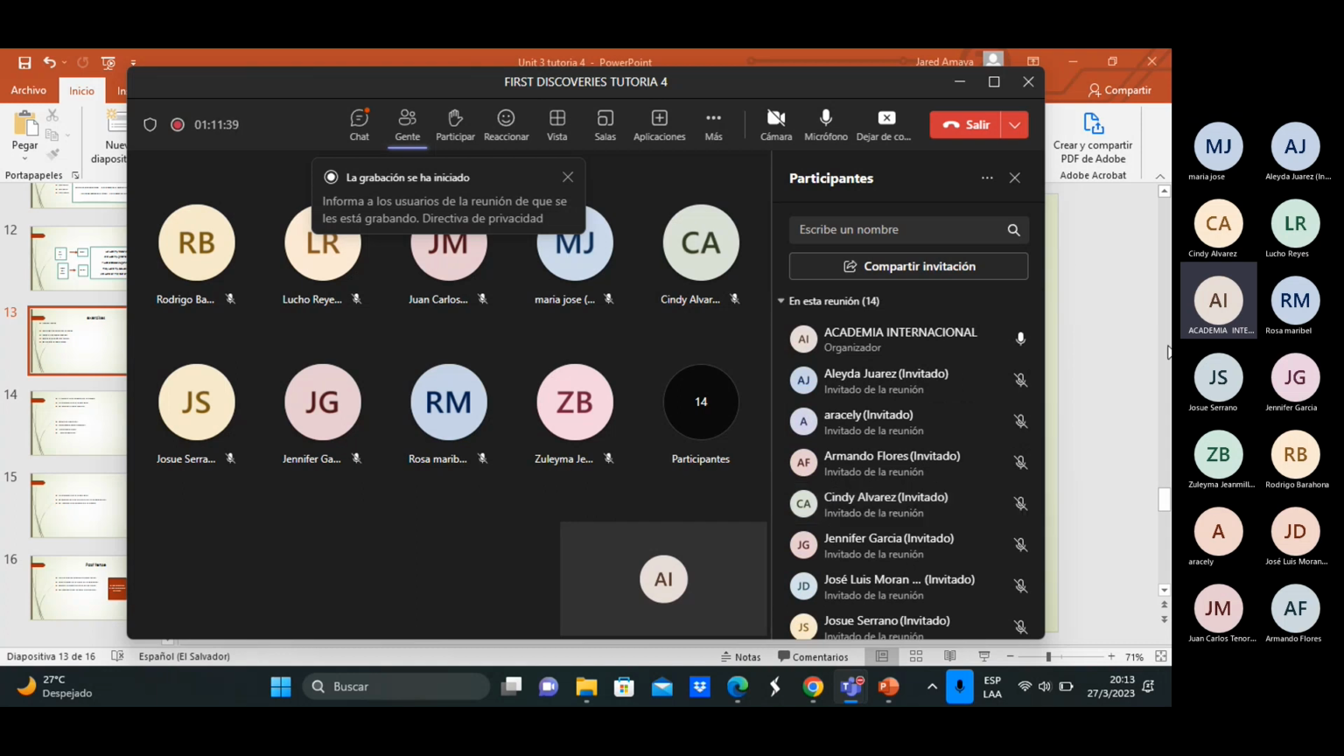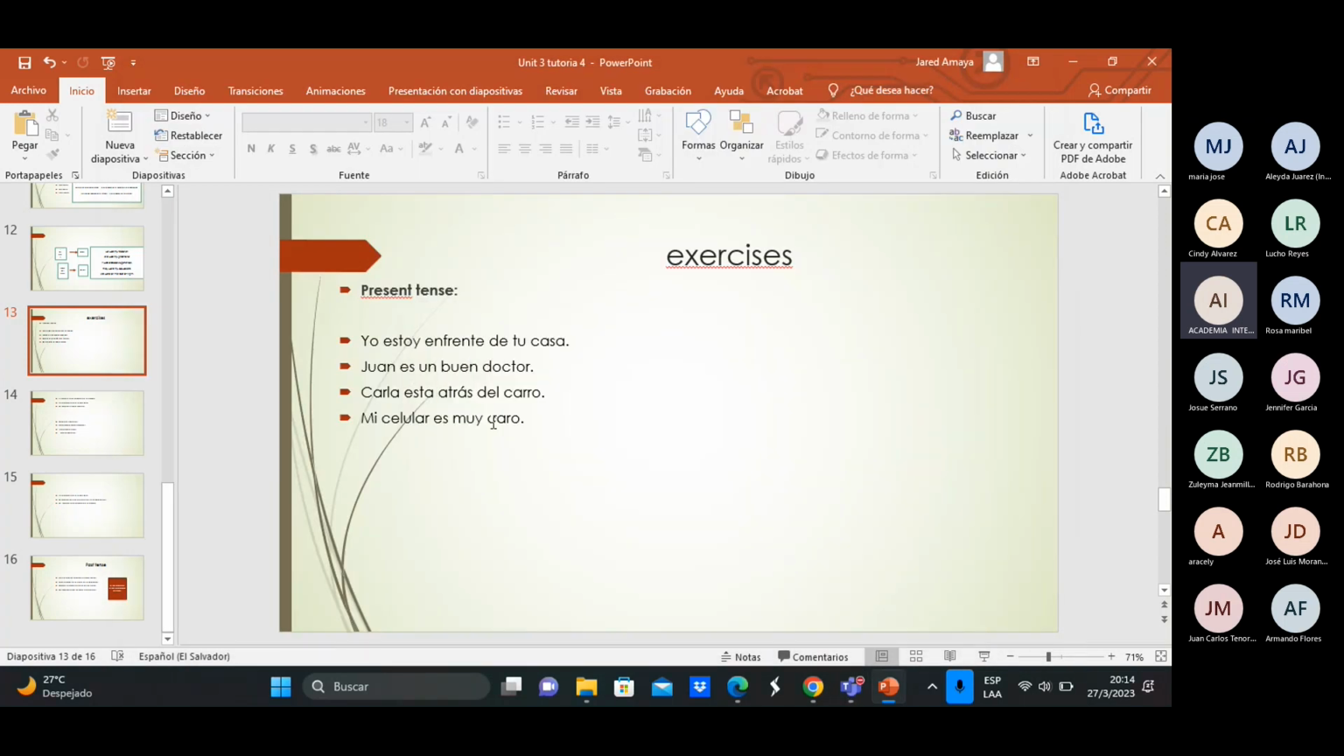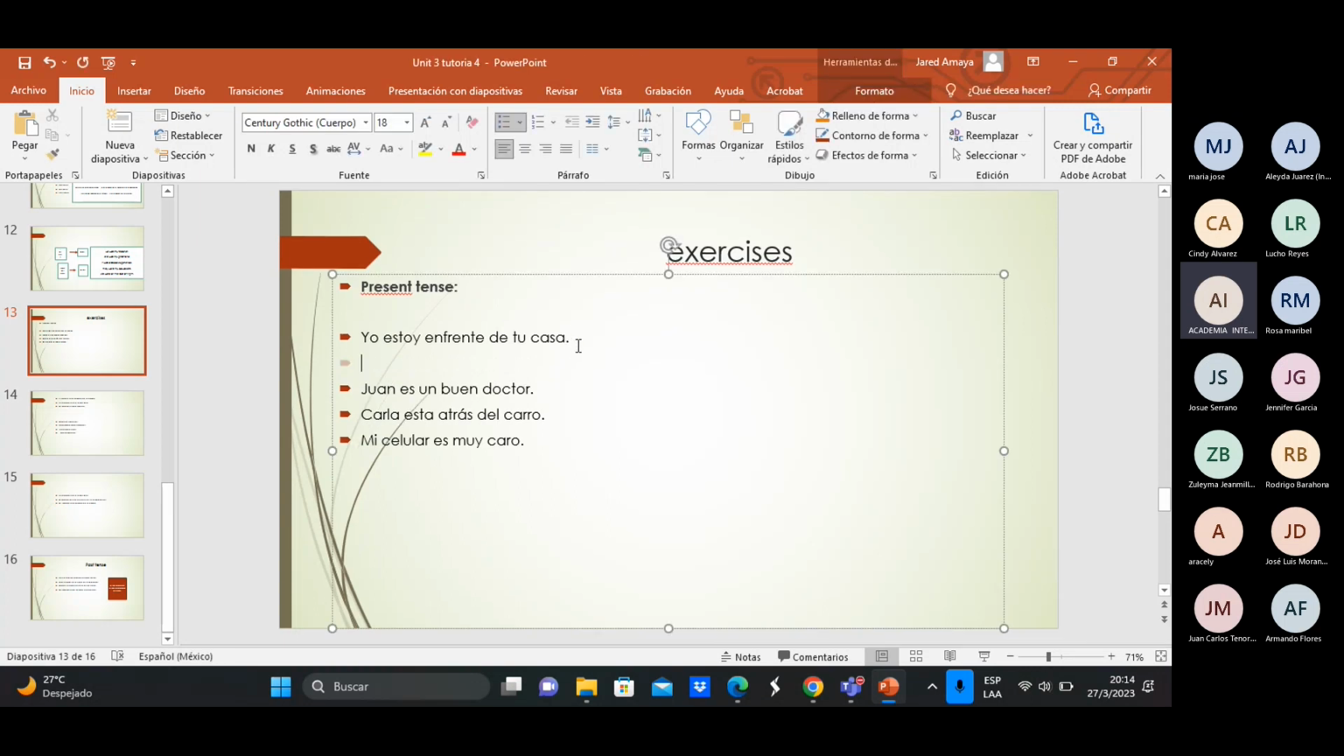Yo lo haría eligiendo el listado que está aquí. No sé si quiere participar Aleida Juárez. You would be the first one, sería la primera. No sé si usted gusta, me puede decir. Pensemos primero cómo haríamos la oración. The first sentence. This is in the present tense. En el presente. Yo estoy enfrente de tu casa. Do you remember how to say it in English? Yo estoy. Primero vamos por paso. I am.